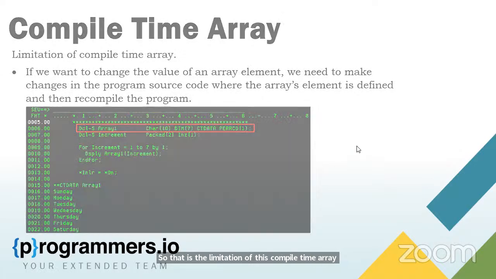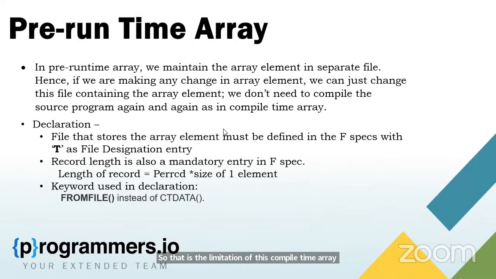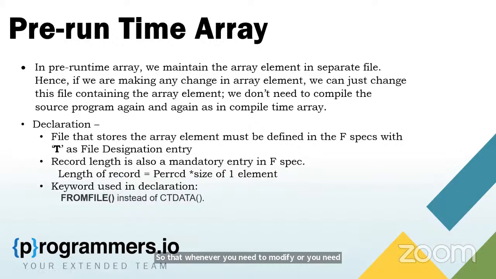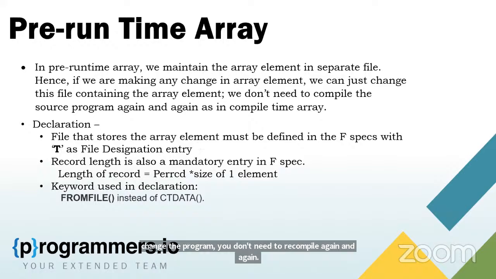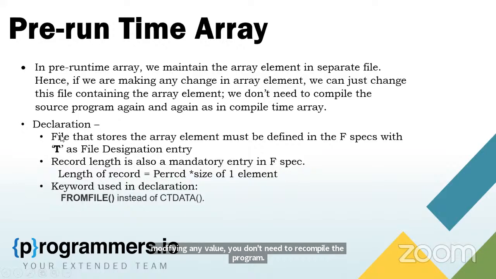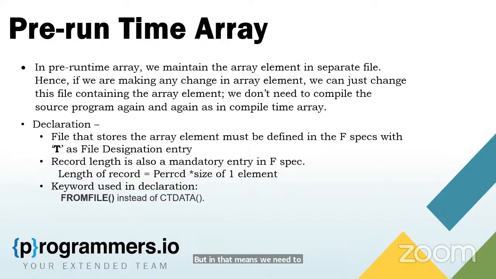Let's see the second one, the pre-runtime array. As I have told you, we are going to use an external file in which we will be keeping all the values of the array, so that whenever you need to modify or change the program, you don't need to recompile again and again. But that means we need to declare that file which has all the values.